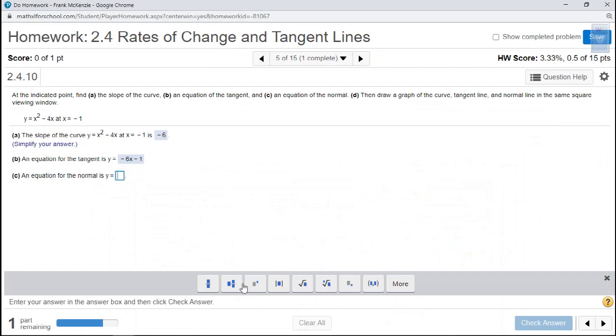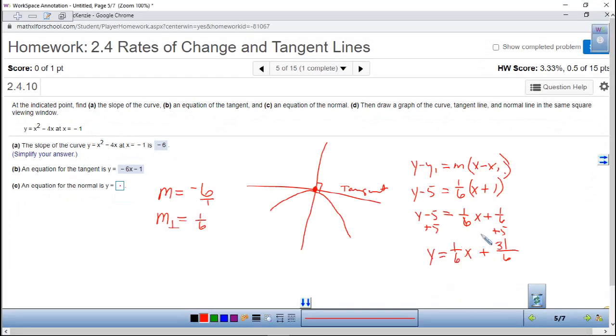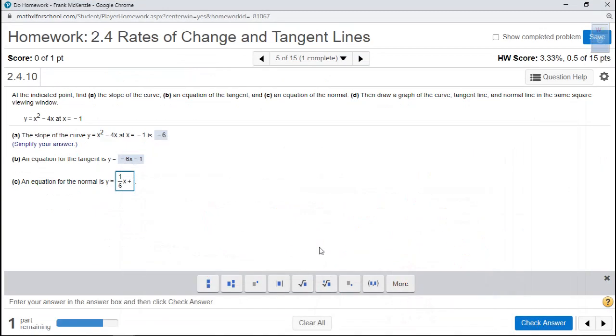Alright, so fraction 1/6 x plus, wait a minute, is it a plus or a minus? Hang on. Let me go back and look at it again. Alright. Yeah, plus 31/6.